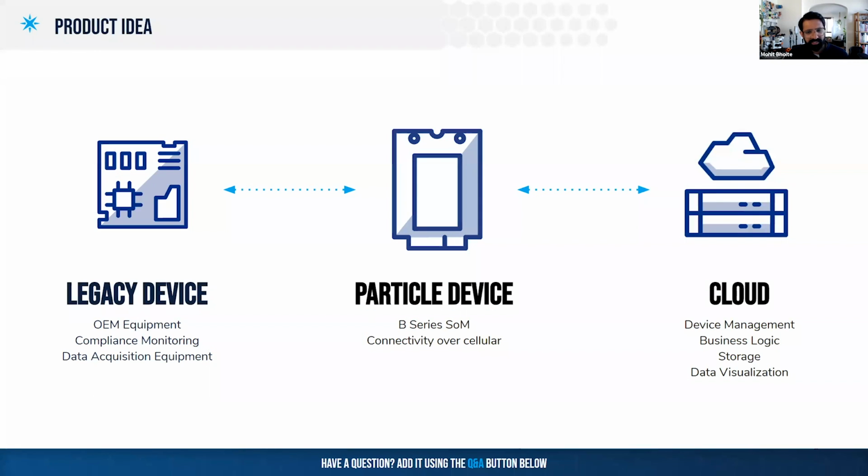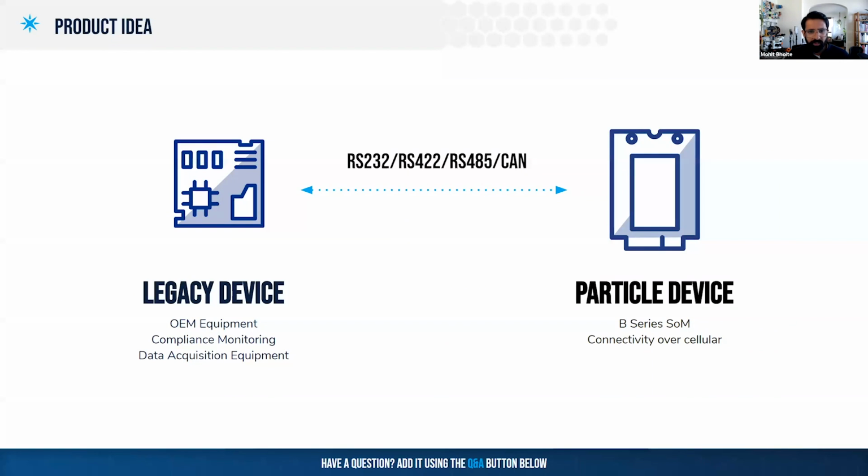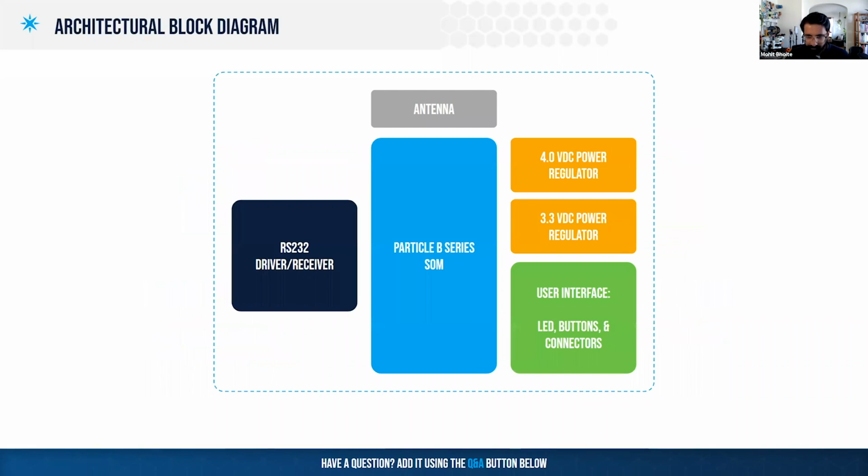Say, for example, this legacy device is a compliance monitoring equipment at a gas station, or at an oil refinery, or it's just gathering data from an old equipment that talks a legacy language. This legacy language could be the age-old RS-232 protocol, RS-422, RS-485, or even CAN. So today we will see what it takes to talk to a legacy device through this legacy protocol, and how we can build a complete product from the ground up around it.